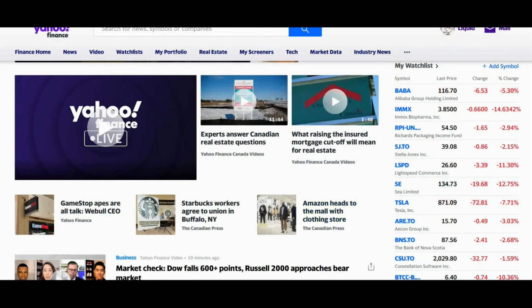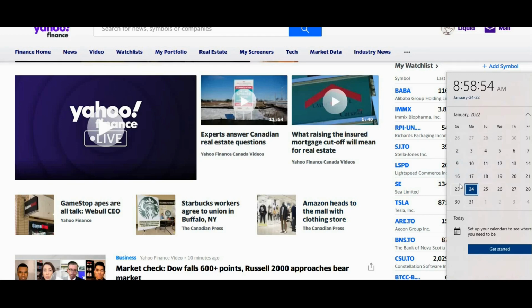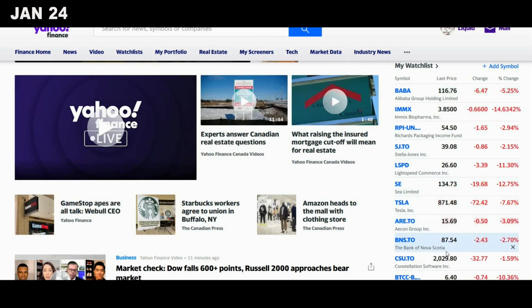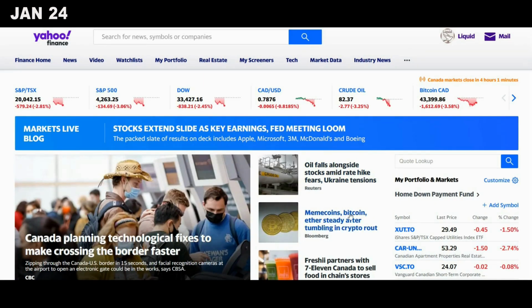All right, so today is January the 24th. It's a Monday and a lot of stocks are down. So you can see here, lots of red. So not a good day, but this could be a good opportunity to look at some options.